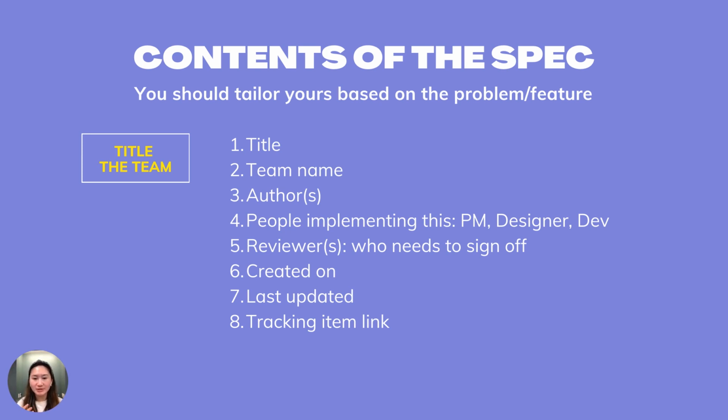And then the reviewers. Who has the veto power to cut or allow this project to happen? And who needs sign off? Have dates on when the spec was created and last updated, and also include the tracking item so that your counterparts and partners can track what you're doing.